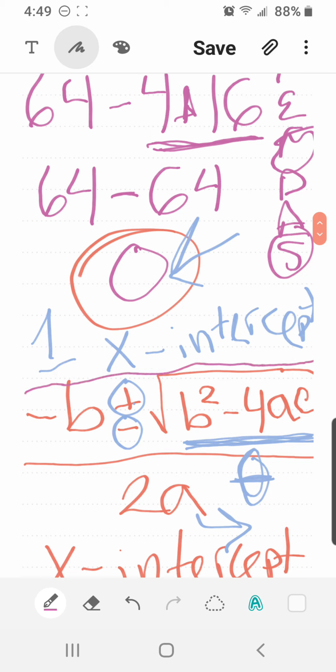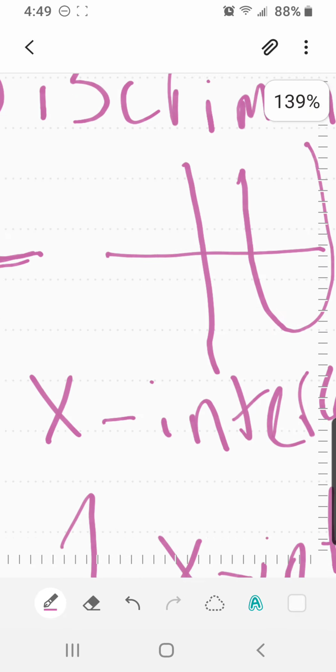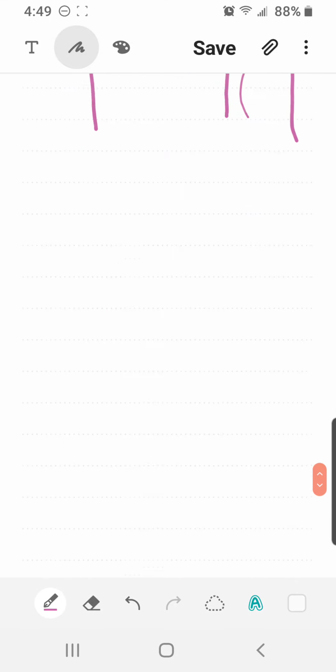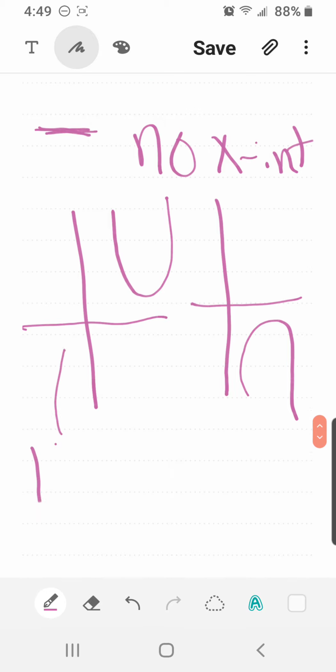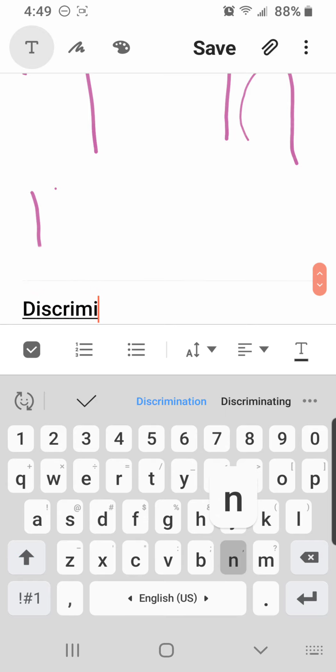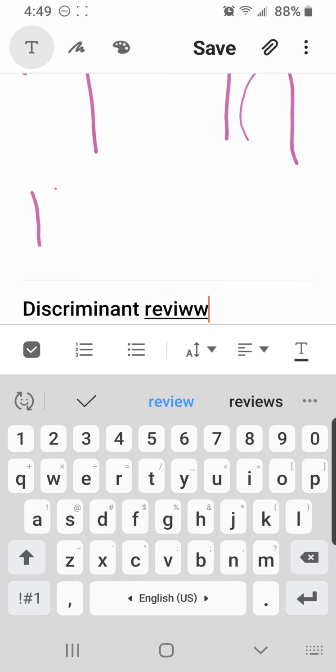And my apologies for the messiness, but again, this goes to the worksheet. I am going to lose my mind. Why does that keep happening? I think it's because I stretch it. This goes to the worksheet discriminant review. Cool. Actually, I'm going to go to type. Discriminant review. And I don't know if y'all just heard my stomach growl. I'm hungry.